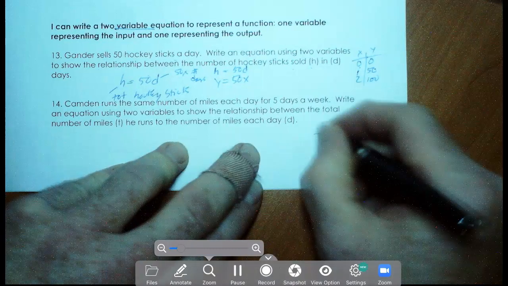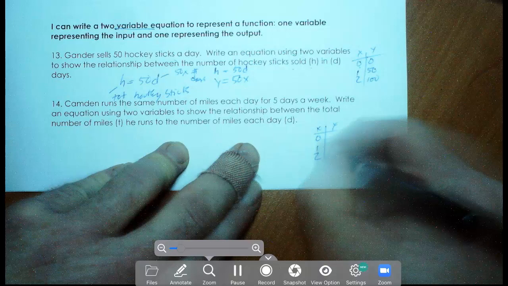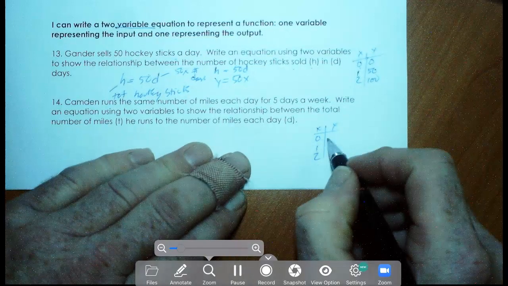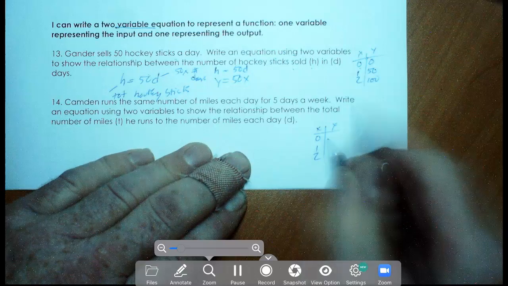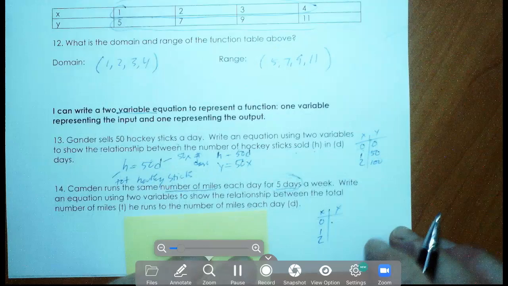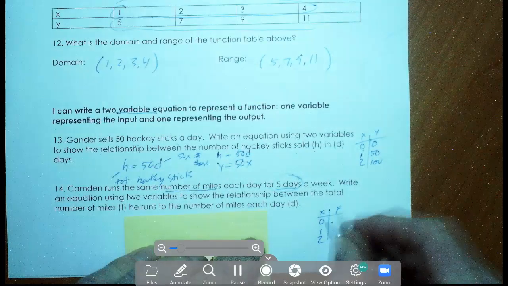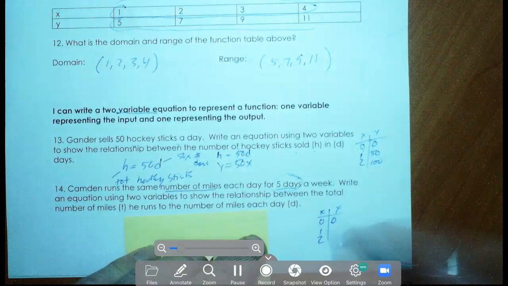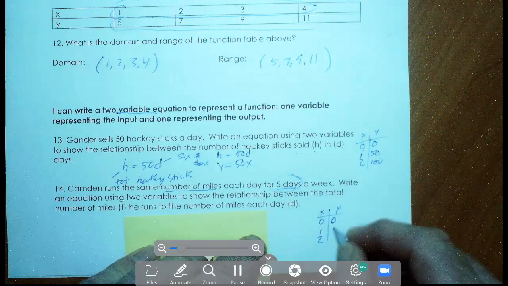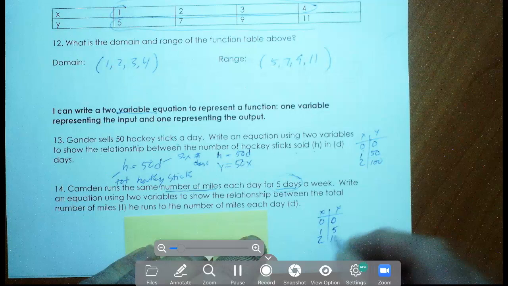Well, on an XY chart, I always start with 0, 1, and 2 as my X variables. So think about that. 0 days, how many miles? Okay, so this is going to be 0 and 0. With 1, it would be 1 times 5 is 5, and 2 times 5 is 10.